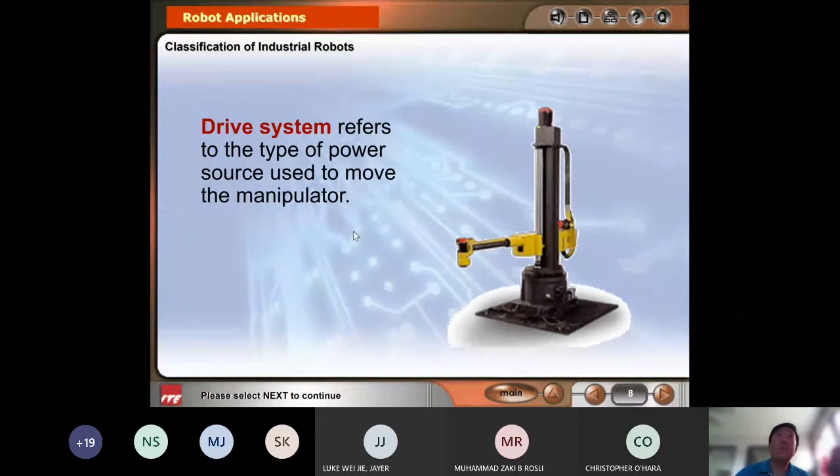The drive system next means what type of power you're going to use for the robot. Same thing, there are three major types. If you think about it, you can recall that in year one you learned about these three drive systems, just that I don't know how many people remember.